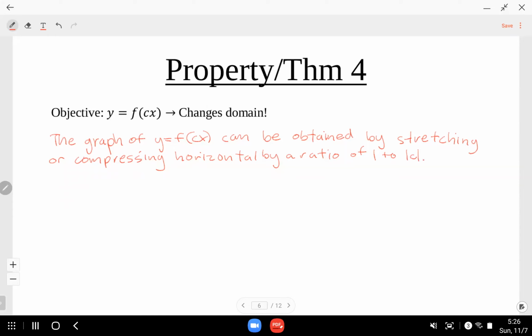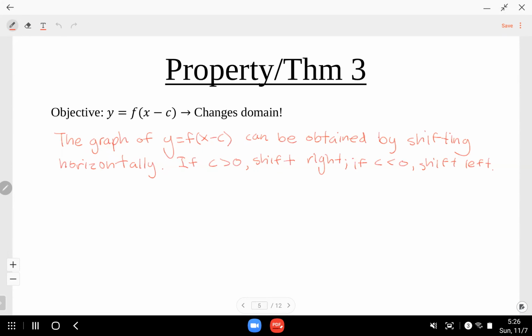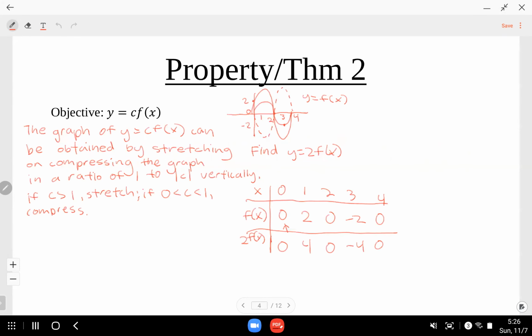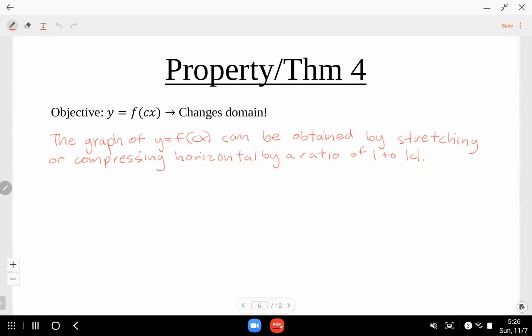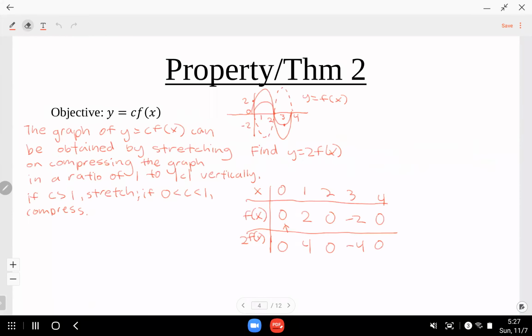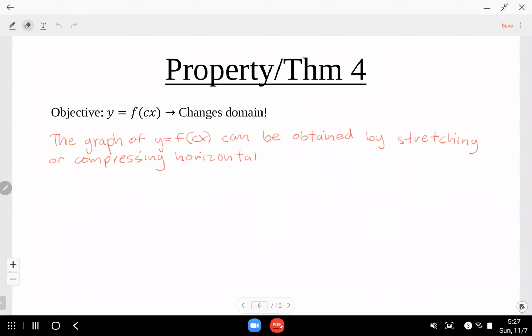It's basically almost identical to the last theorem. Stretching or compressing horizontally by a ratio. I don't think this last part is valid. Maybe not, because this time it's kind of different when we're doing something directly on x. So probably not the same, and I will need to actually think about that later.